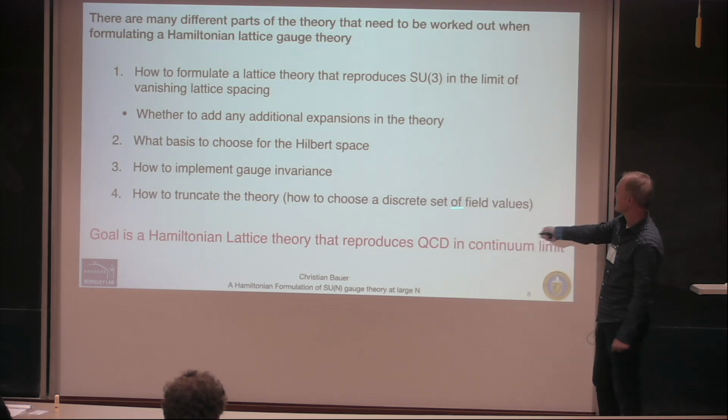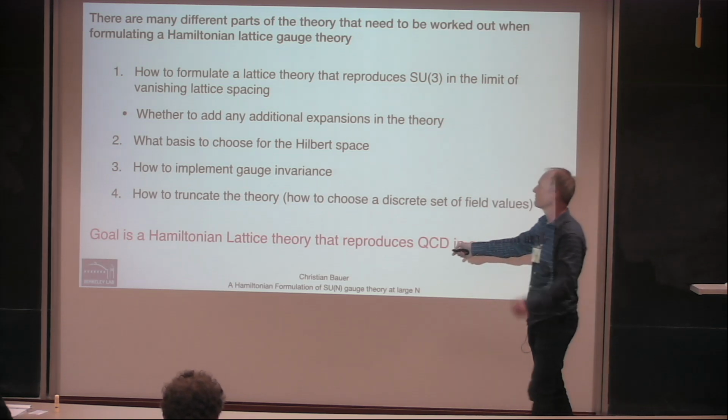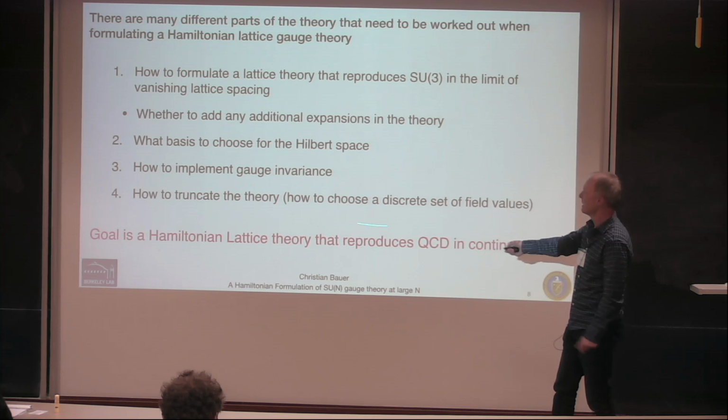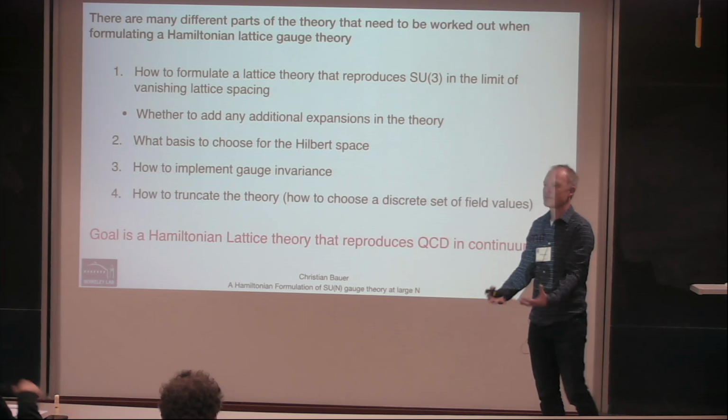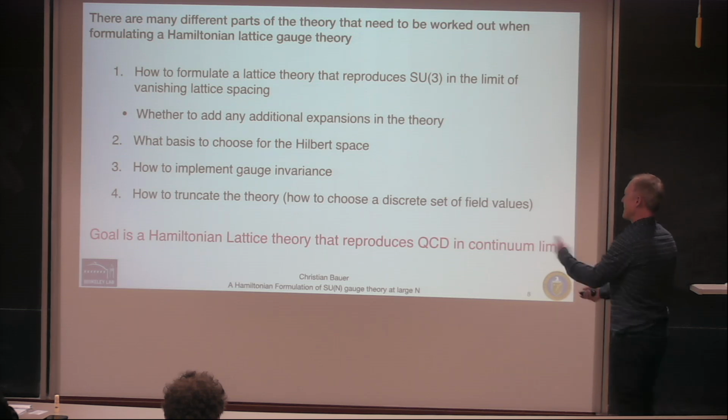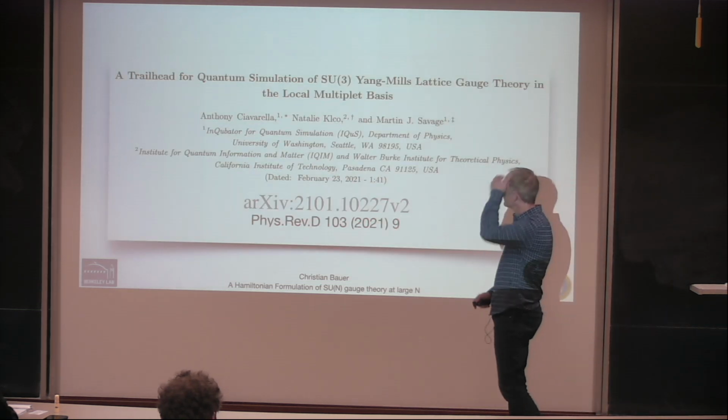And then this last step is this digitization, like how do we choose a discrete set of field values from a continuous field value? Those are the steps you have to do. And then there's the last step that is important, like how do you actually encode all of that theory on a quantum computer? Okay, so the goal is to reproduce a Hamiltonian lattice theory that produces QCD in the limit.